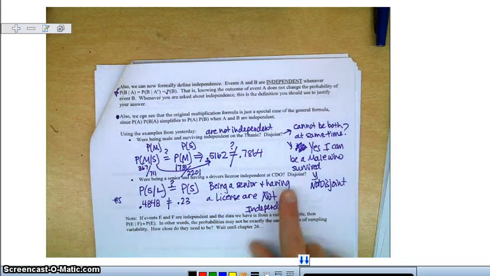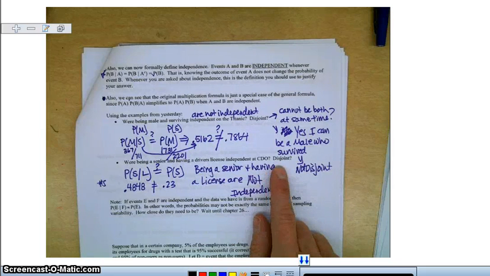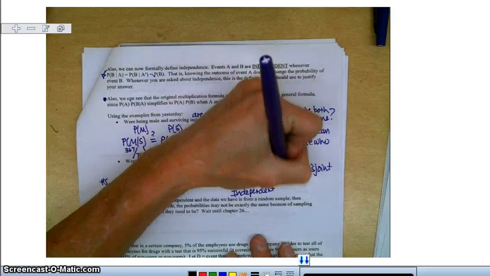So now the next question is, are they disjoint? Can I be a senior and have a driver's license? The answer is yes. So these are not disjoint.